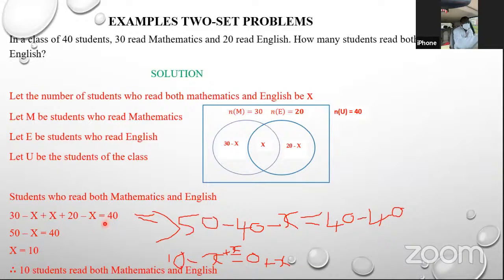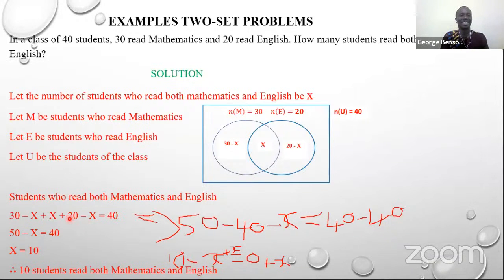So with that done, when you look at this, we have negative x and positive x. Is it okay? So this x and this x will cancel out. Then we'll be left with this x, it's negative. Then we add this 20 to this 30. That's how come we are having 50 minus x equals 40. Is it okay?